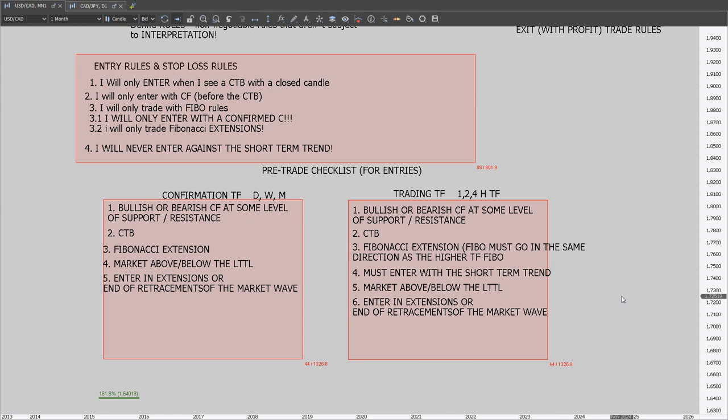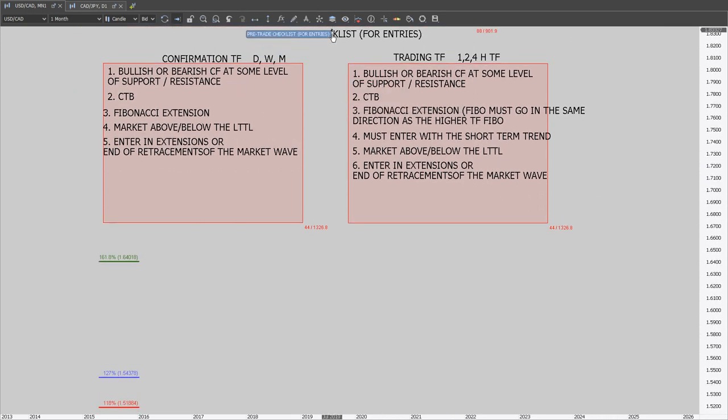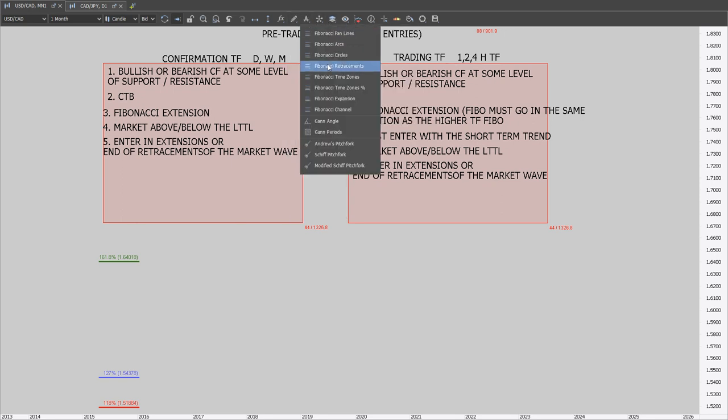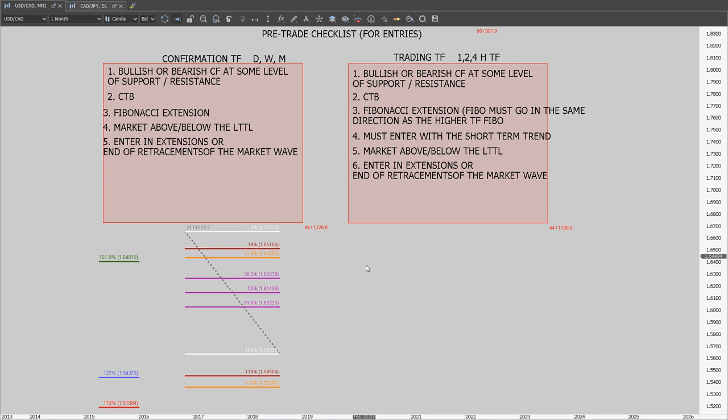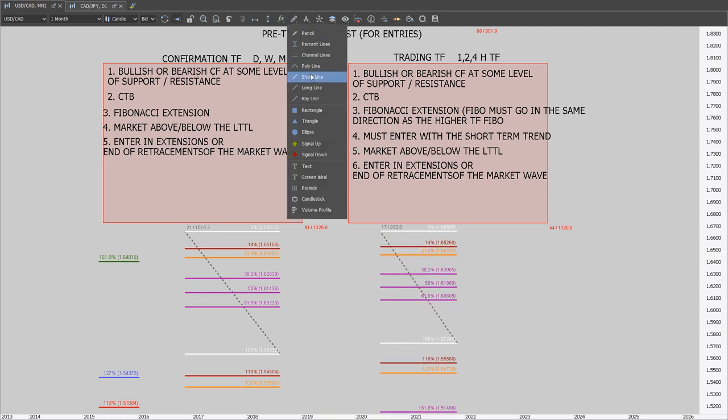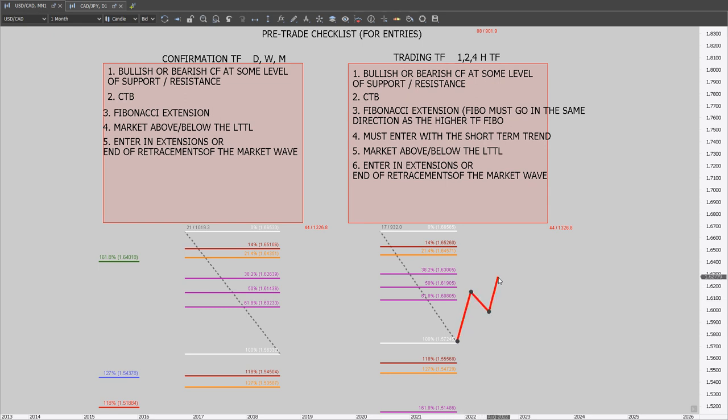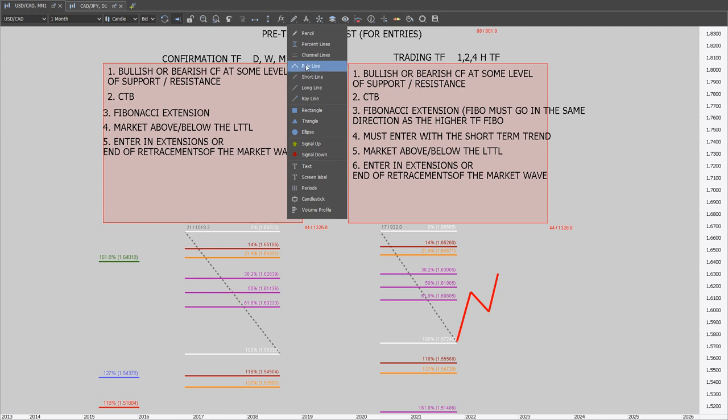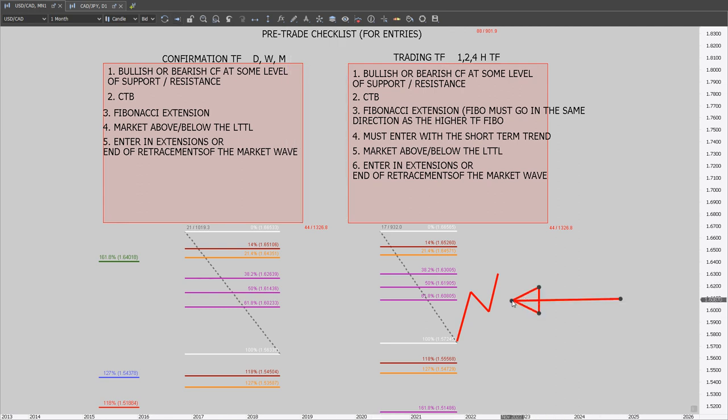Can you explain that one? Number four and five must enter with a short-term trend. If on the daily chart I have a down Fibonacci, and on the 1-2 hour chart I have a down Fibonacci, but the market is making higher highs, higher lows, then I'm not going to short the market in here. Okay, so before I enter short, I want to see any kind of market going my direction. So this is number four.